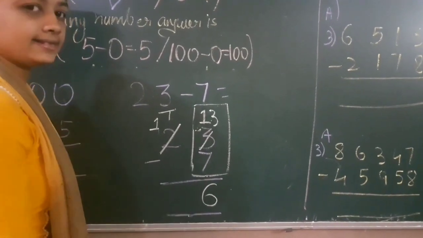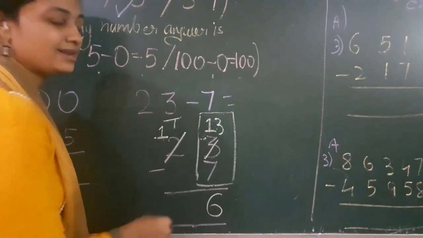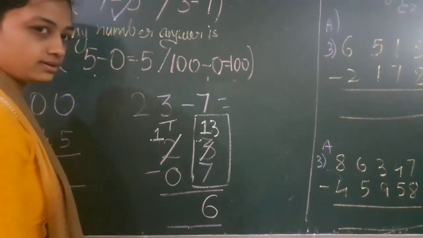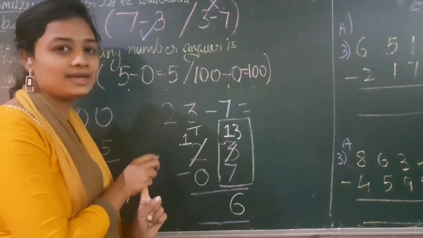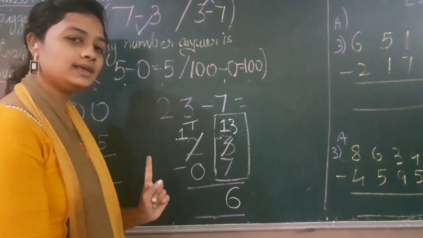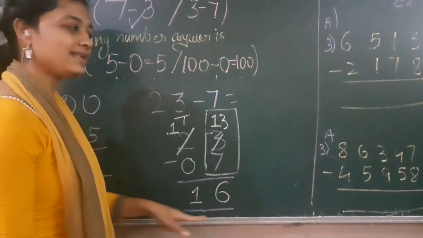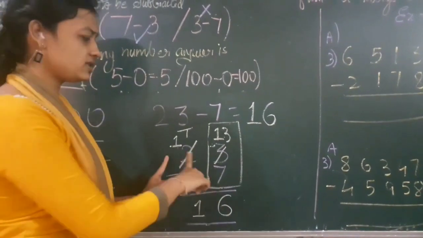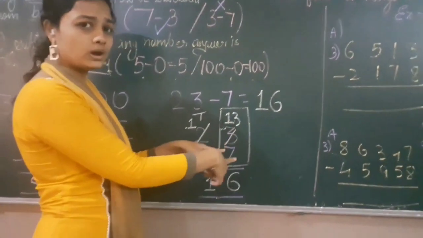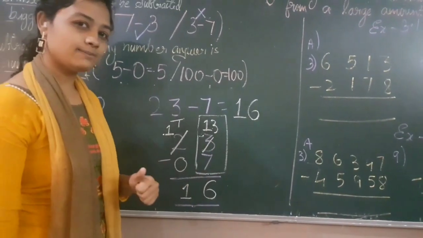How much do you get? You get 6. Now 1, and do I have any number here? No, that means I have 0 here. So I have 1x and I have subtracted 0 from it. Means I am not taking away anything. So how much is remaining here? 1 only. So my answer will be 16. Did you understand, children, how 2 gave 1 to 3 and 3 became 13? We will see one more example to understand.